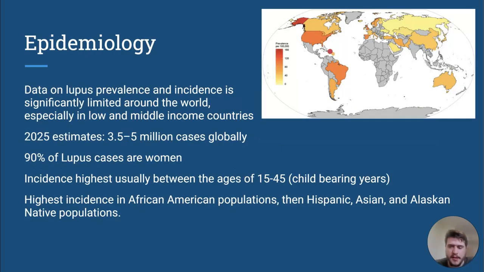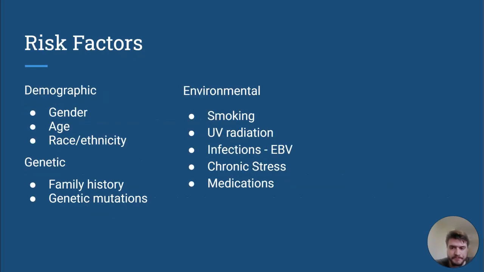There is some lacking information from low and middle income countries around the world, but there are estimates between about 3.5 to 5 million cases globally, and 90% of those cases are women. The highest incidence occurs between the ages of 15 and 45, which are childbearing years, and then highest incidence in African American, Hispanic, Asian, and Alaskan Native populations.